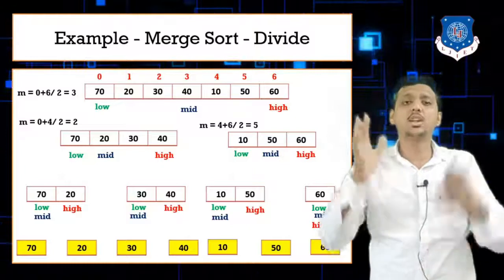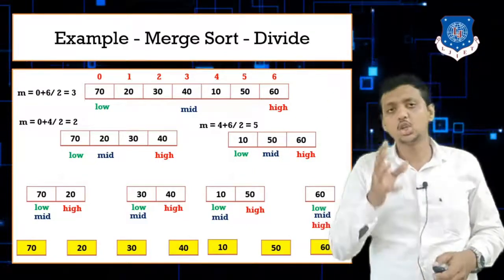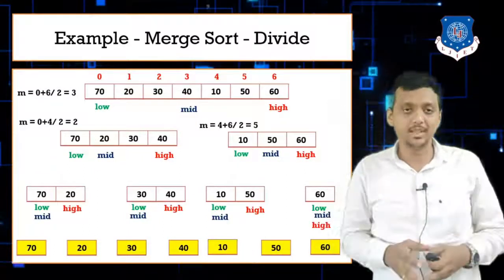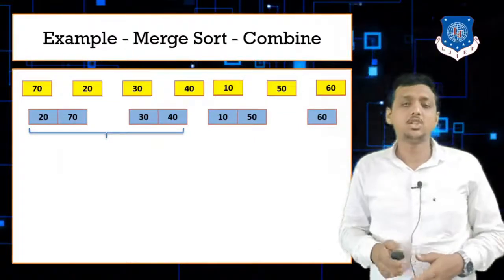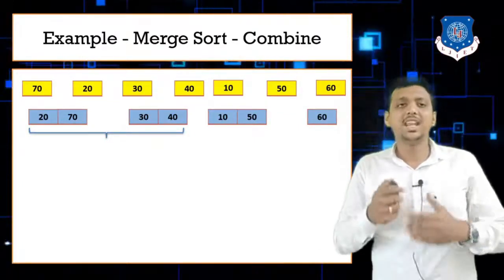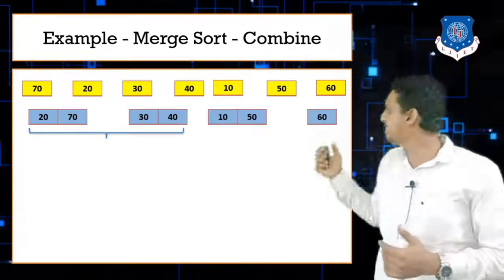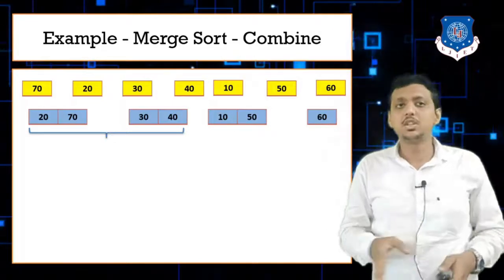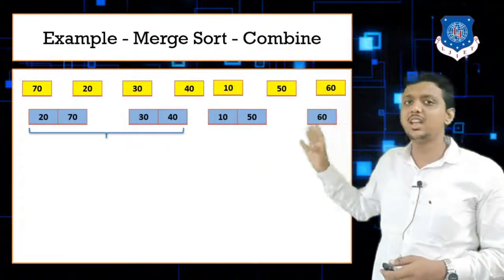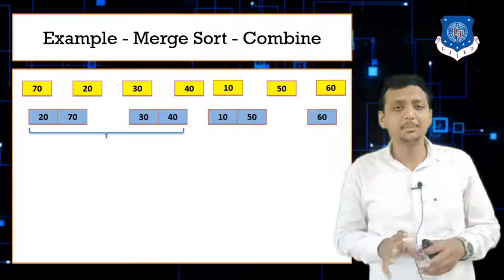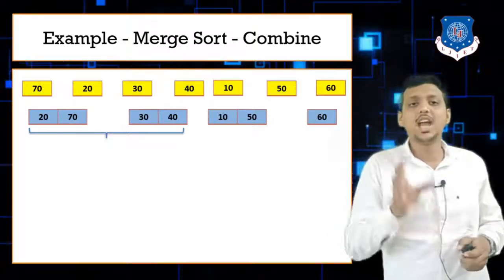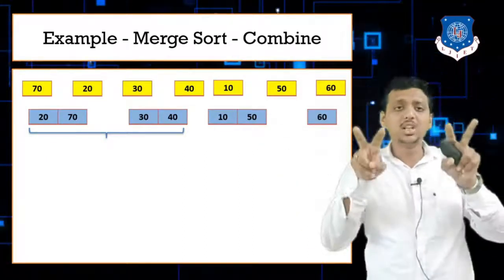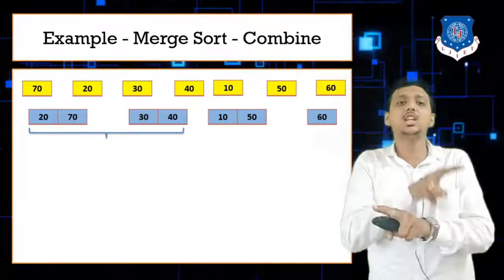Now you need to start the combining function calls. So now you need to call the function combine, where you call it on 70, 20, 30, 40, 10, 50 and 60. Just imagine a situation where I have just combined my list, so here we have 20, 70, 30, 40, 10, 50 and 60. So I have already prepared this. Now I'm going to show the combine algorithm for 20, 70 and 30, 40: how the two lists get combined together and sorted.